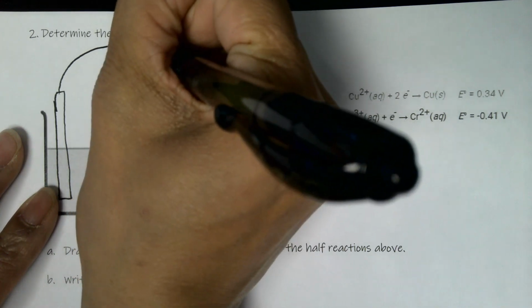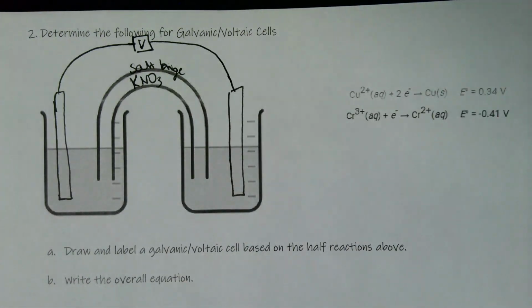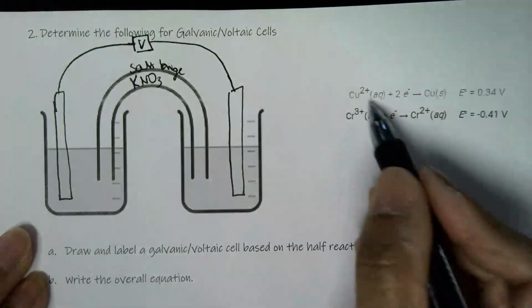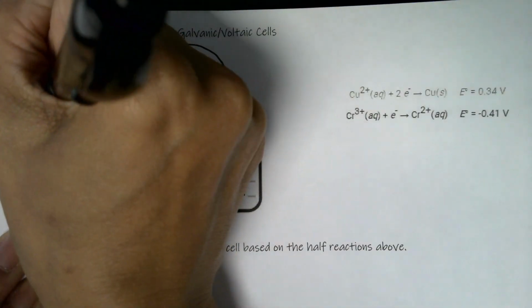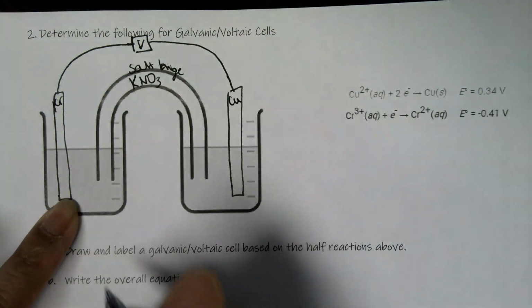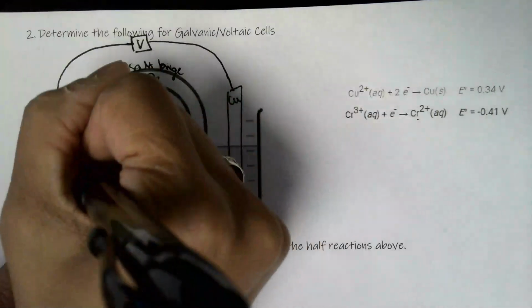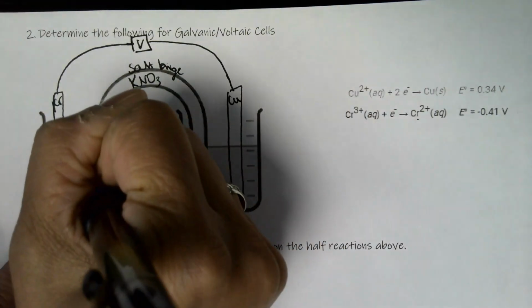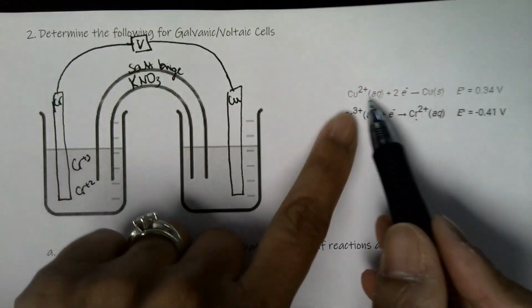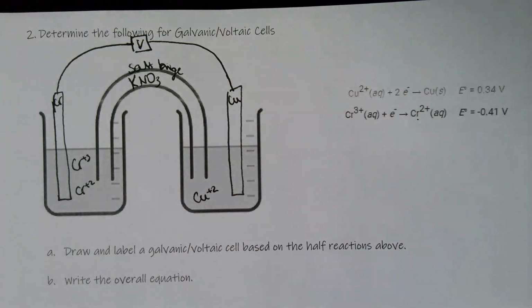We also have a voltmeter or a multimeter that it's connecting to through the wires. We're dealing with Cu and Cr, so I'll make this the Cr electrode, I'll make this the Cu electrode. If this is the Cr electrode, I'm going to put Cr+3 and Cr+2 in here. If this is the Cu electrode, I'm going to put Cu+2 in here. Cool. So that is our galvanic or voltaic cell, at least the quick little model of it.